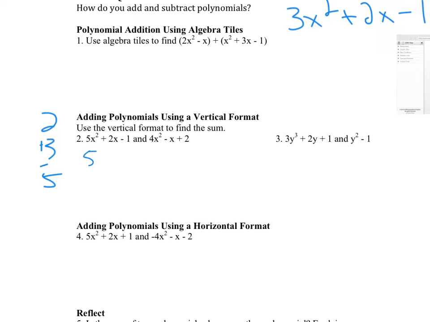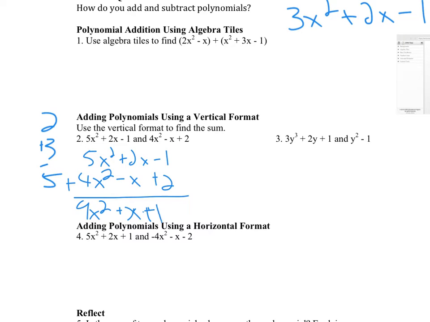So I have 5x squared plus 2x minus 1, and then I line up my like terms, so 4x squared minus x plus 2. Notice that my x squareds are vertically aligned, my just x's are vertically aligned, and my constants are vertically aligned. So then I just add my numbers together. So 5 plus 4 is 9, and I still have an x squared. 2 plus a negative 1 is 1, or 2 minus 1, either way. So that is just 1x, which we write as x. And then negative 1 plus 2 is a positive 1.